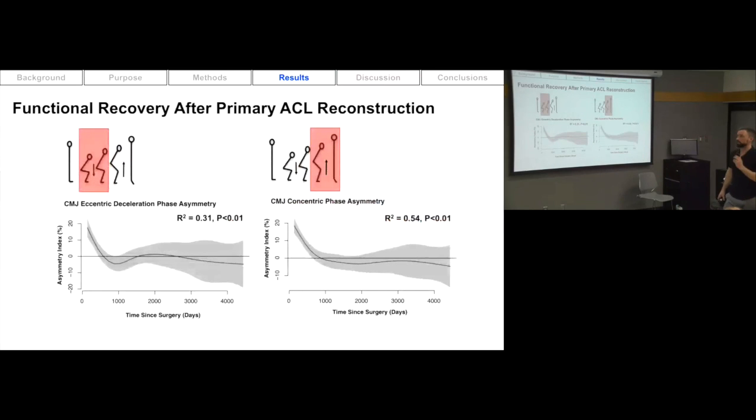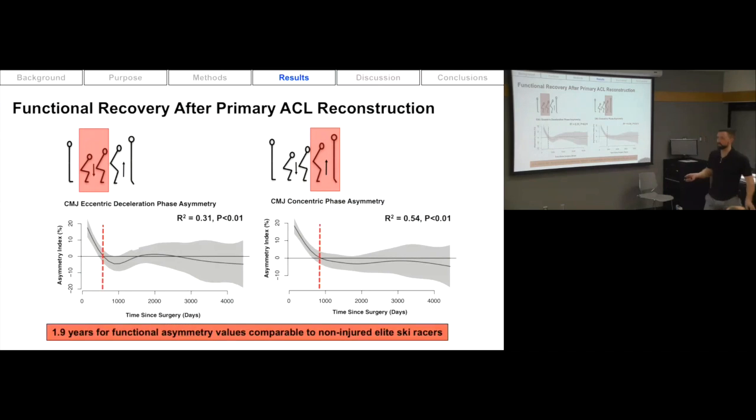This is the data looking at the functional recovery after primary ACL reconstruction. You'll remember from my stick figures, this is the eccentric deceleration phase and the concentric phase of the counter movement jump. We've got the asymmetry index along the y-axis and the days since surgery along the x. Essentially, what it's showing is the recovery on average for the group in functional asymmetry and the variance that is explained by the days since surgery in terms of the recovery in functional asymmetry.